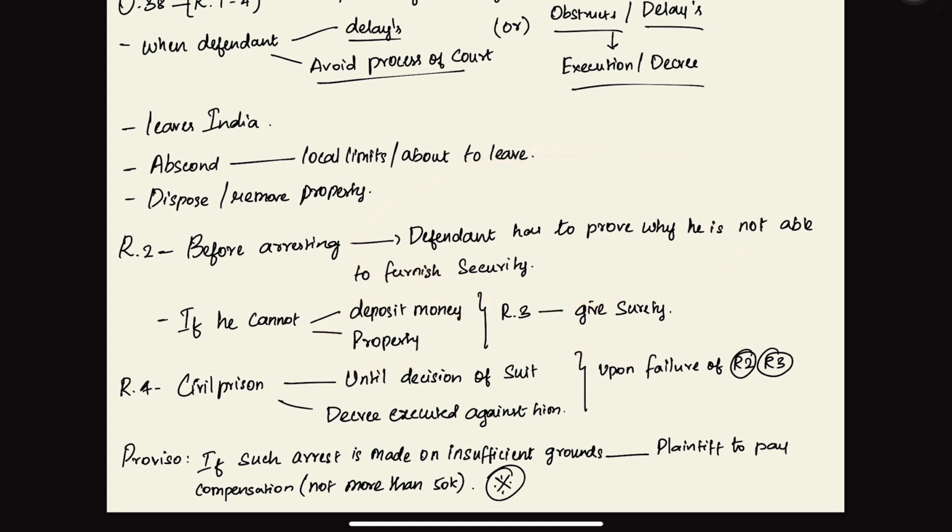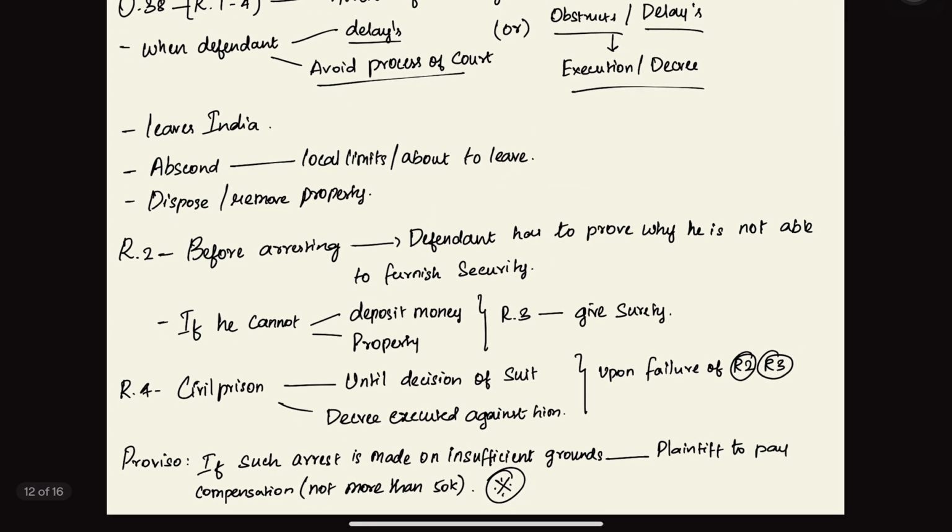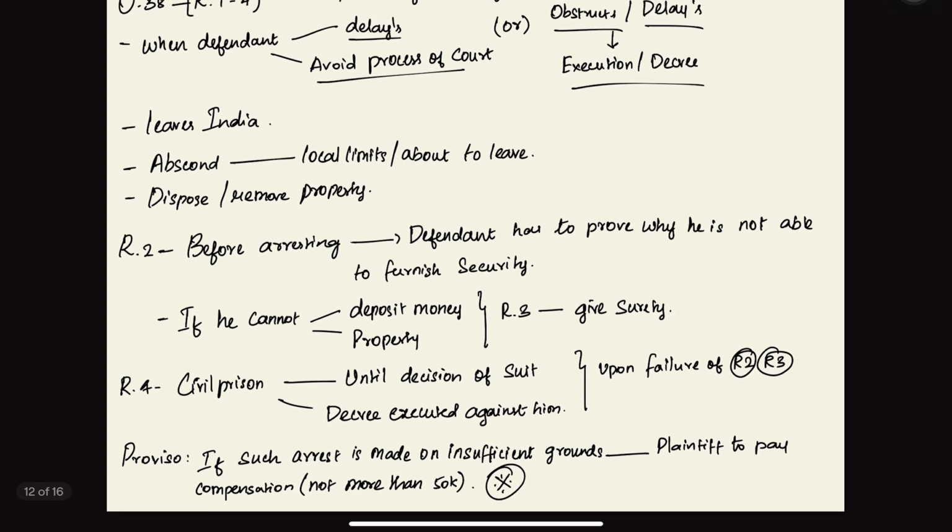If he cannot do all this, then he will be put into civil prison. So he can stay in civil prison until the decision of the court or decree is executed against him. So he can be put inside the civil prison only on failure of Rule 2 and Rule 3. That is, he is not providing any security, or he is not giving any surety, right?